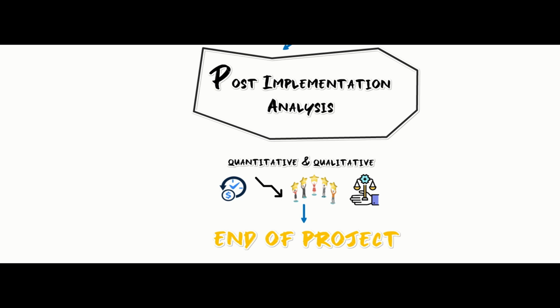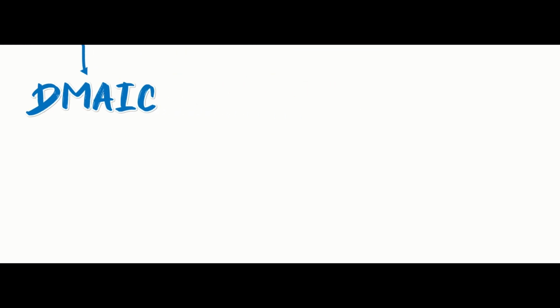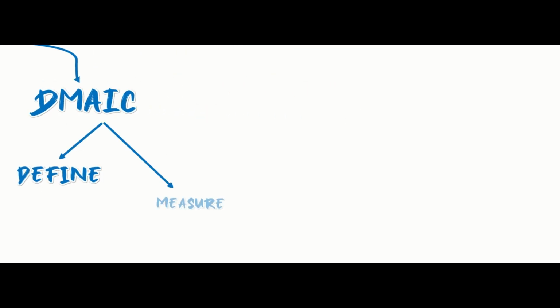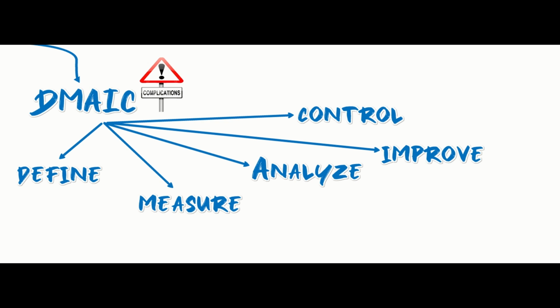Okay, so now let's say Tim doesn't prefer PDCA. Instead, he chooses to use DMAIC. So, what does this involve? DMAIC stands for Define, Measure, Analyze, Improve, and Control. This approach is usually preferred when the problem is more complex and the root cause isn't immediately clear. Unlike PDCA, DMAIC follows a more structured, step-by-step process.